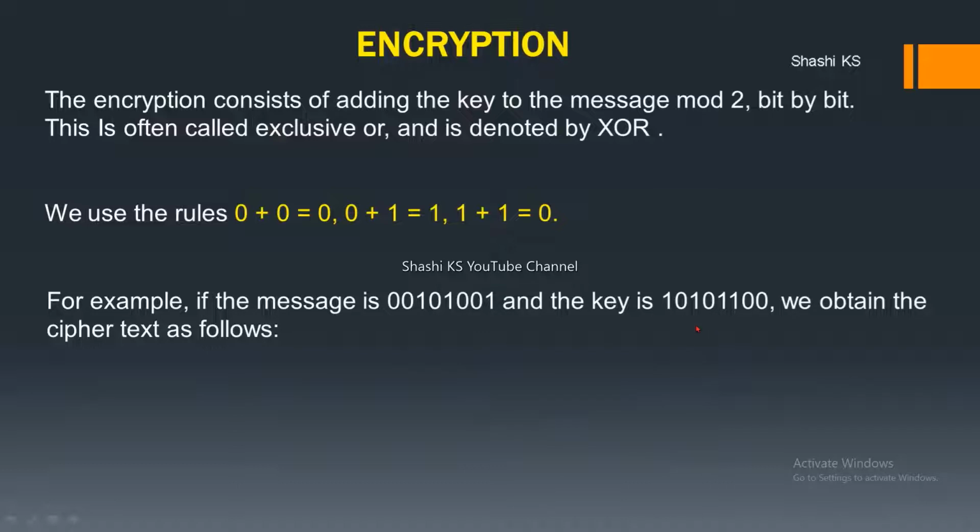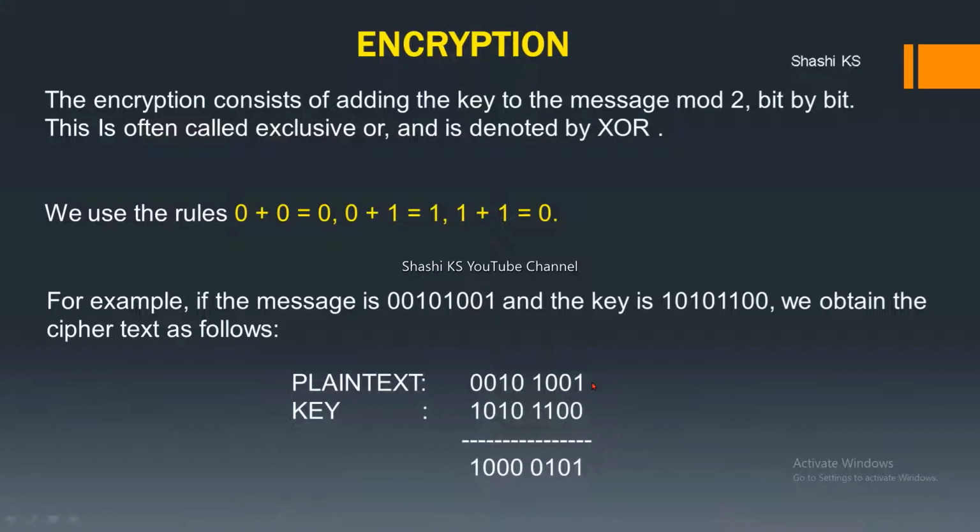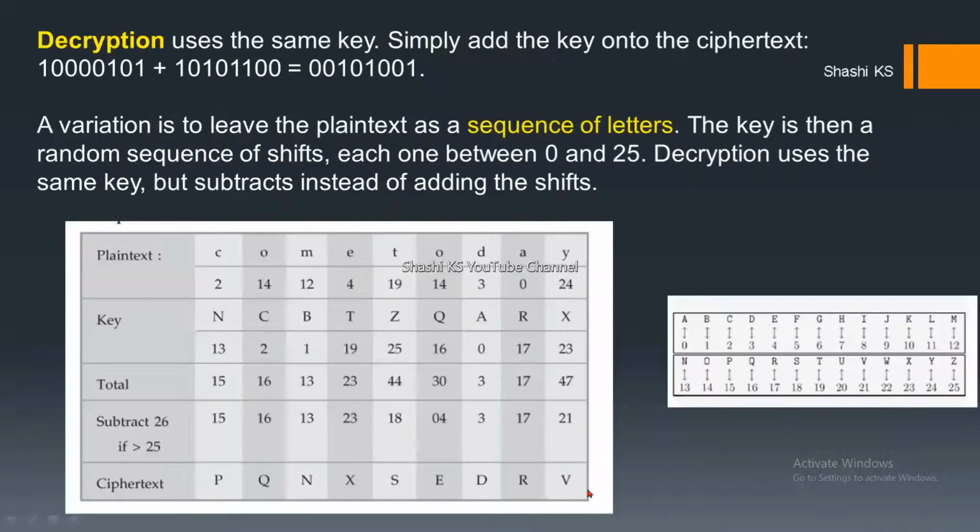For example, if you have the message 00101001 and your key is 10101100, then we obtain the ciphertext by performing XOR of this plain text with the key bit by bit, following these rules. That is, we perform XOR operation of each bit of the plain text with each bit of the key. 1 plus 0 is 1, 0 plus 0 is 0, 0 plus 1 is 1, 1 plus 1 is 0, and so on. So finally, we obtain the ciphertext 10000101.